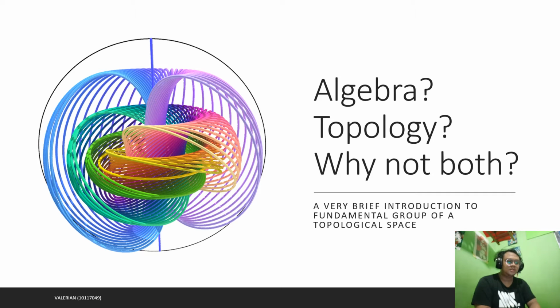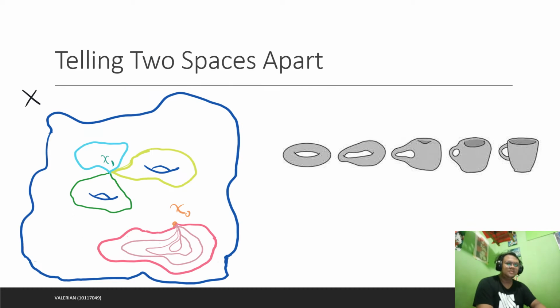Okay, today we're gonna talk about algebraic topology, and one of the most important concepts in algebraic topology. This is the fundamental group of a topological space. There's a joke in the mathematical community that topologists can't tell a mug apart from a donut. This obviously is true. Why?